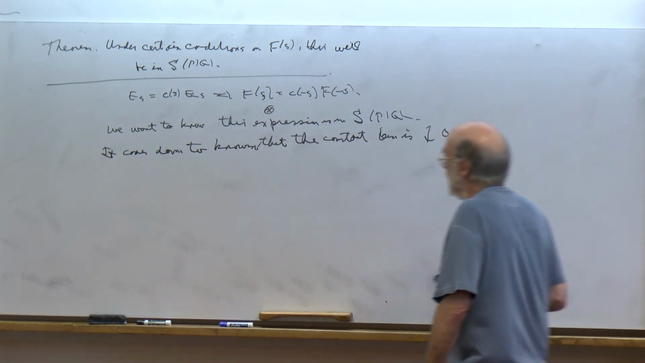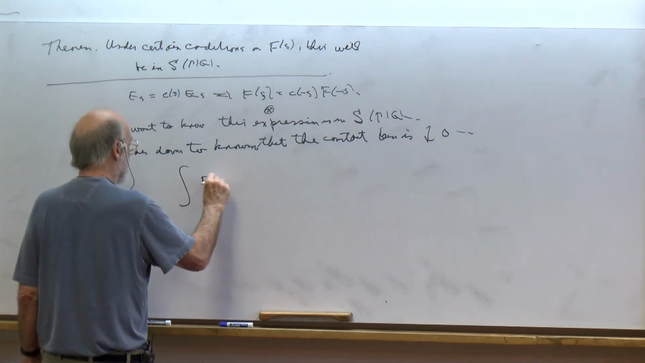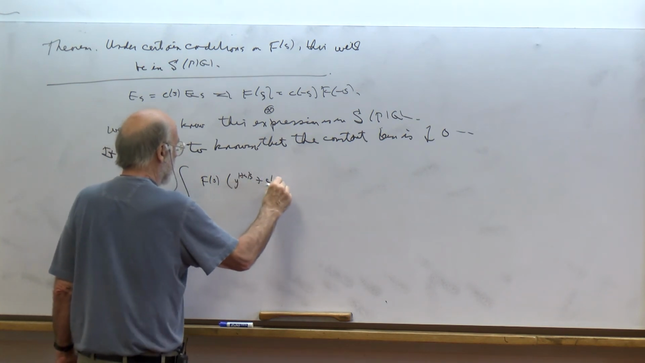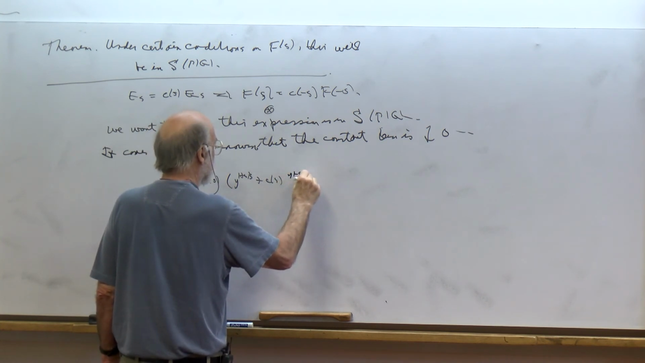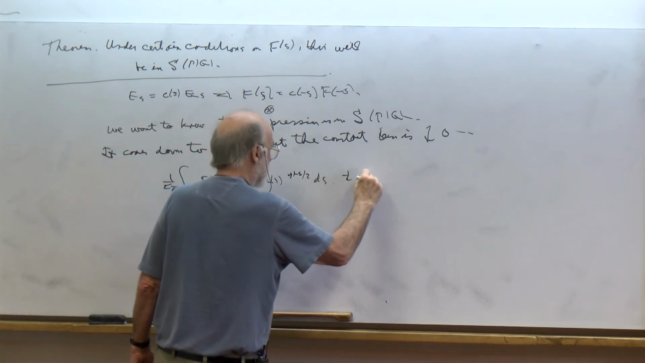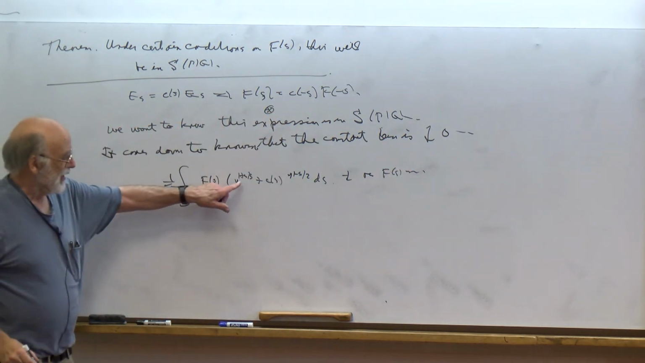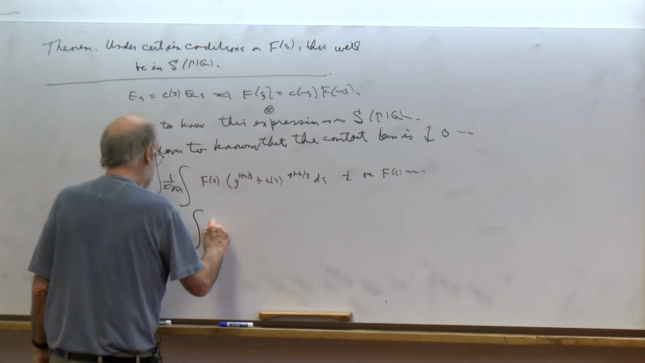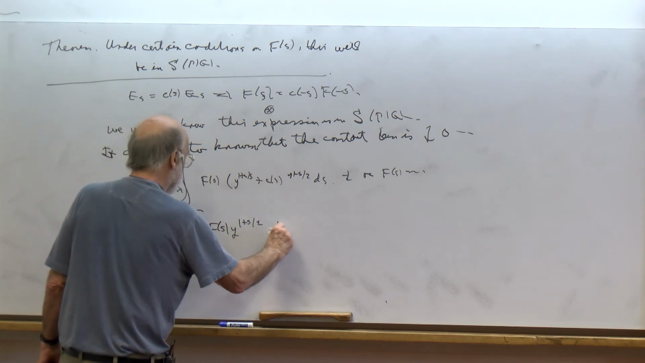So we just look at the constant term. We're looking at f of s times, we know what the constant term of this is, y to the 1 plus s over 2 plus c of s times y to the 1 minus s over 2, ds, 1 over 2 pi i, plus or minus the residue of f of s times constants. But we know that this satisfies the functional equation, and if I plug this in and just change variables, this just becomes f of s y to the 1 plus s over 2 ds.